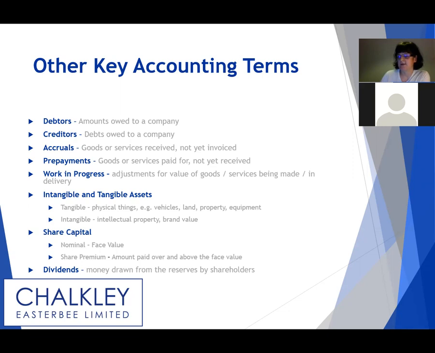The other with assets, you have intangible and tangible assets. So tangible are physical things like vehicles, land, property, equipment. So that would be things like tools, computer equipment, a building, if you own a building where your office is based. And then you have intangible, which are things like intellectual property, goodwill associated with a business. Sometimes when a business is sold, goodwill is included as part of the sale, and brand value.